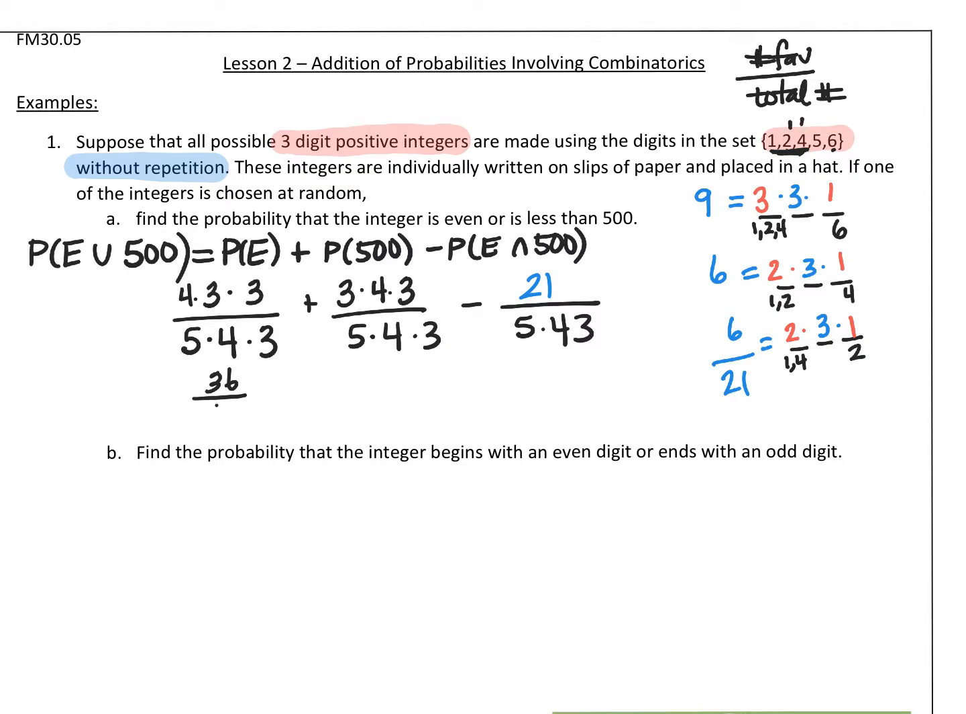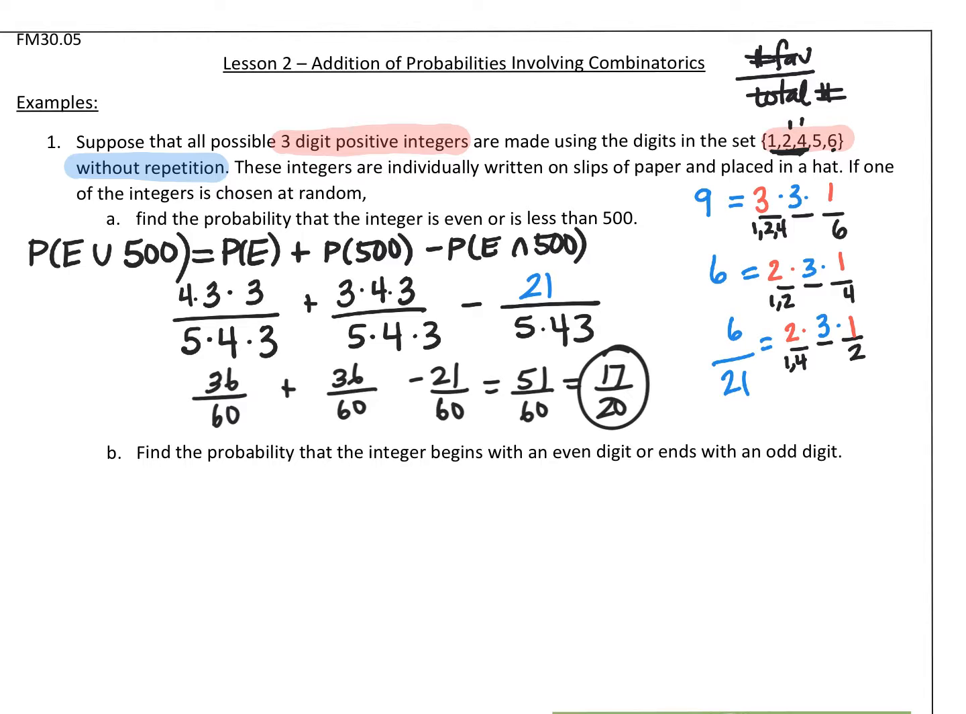5 times 4 times 3 is 60. 3 times 4 times 3 is going to be 36 over 60 minus 21 over 60. So 72 minus 21 gives me 51 over 60, and that reduces to 17 over 20.